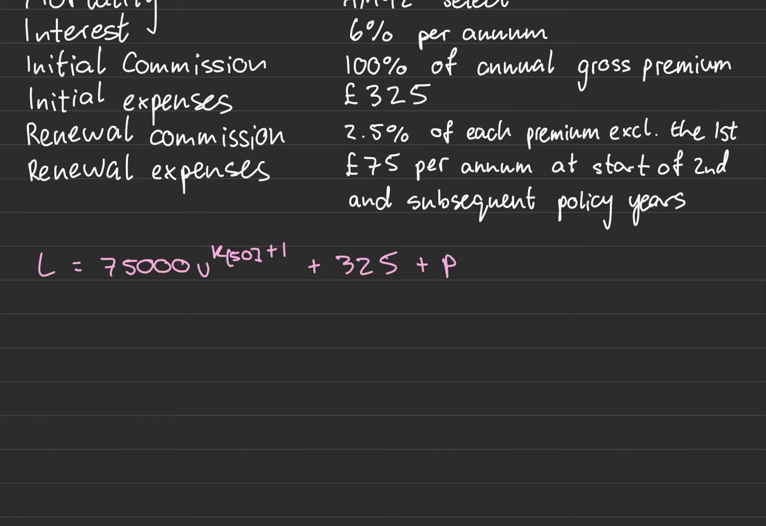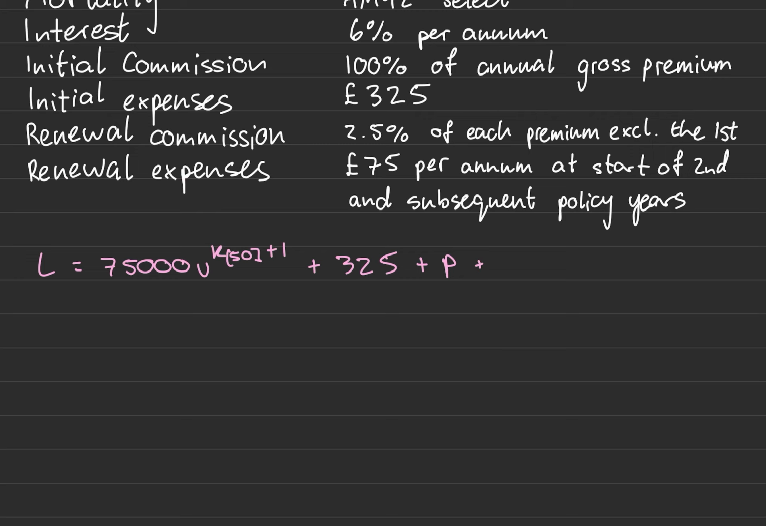And then I also have to deal with these outgoes here, the renewal commission and the renewal expenses. Okay, so the renewal commission and renewal expenses I have to represent with an annuity. The reason is because they start at the beginning of the second year and they will continue until this person dies, because this policy will be renewed until they die. This policy terminates on this person's death because it's a whole life assurance policy.